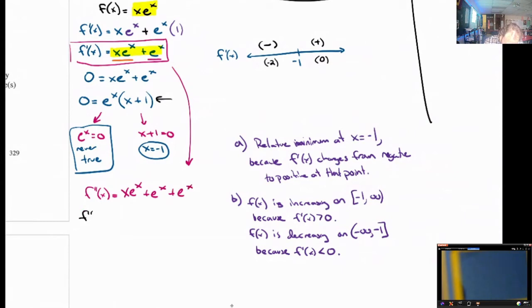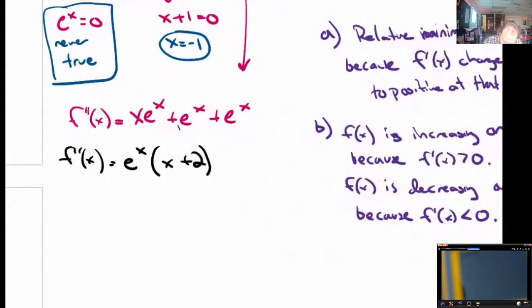F double prime of x equals, honestly, you could factor e to the x out again, and this would be x plus 2. I'm doing a mini step there in my head: I'm combining these into 2e to the x, and then factoring the 2 out.